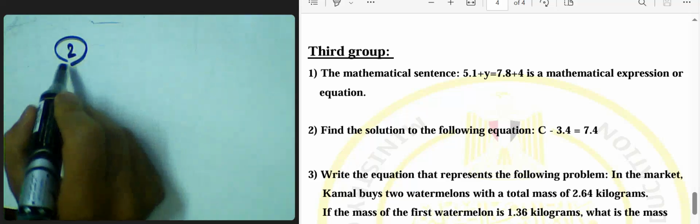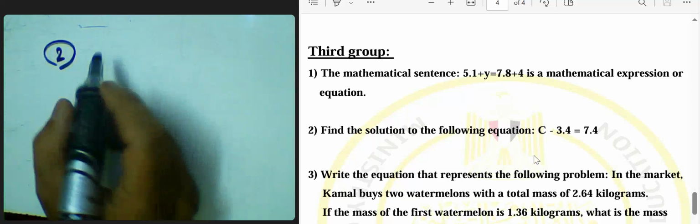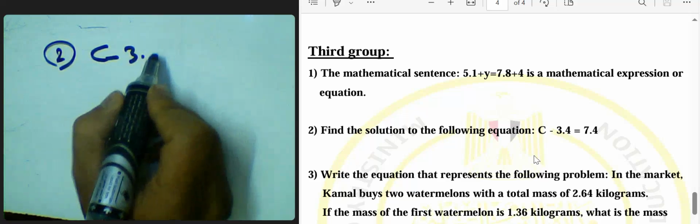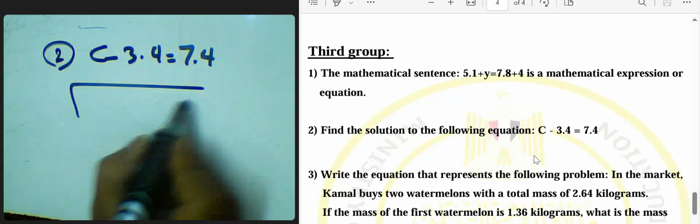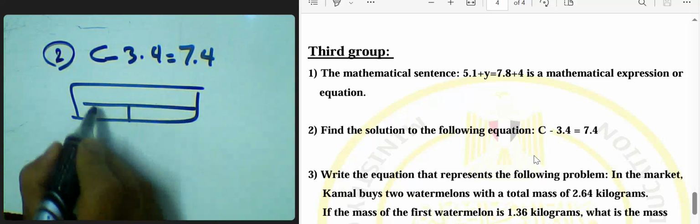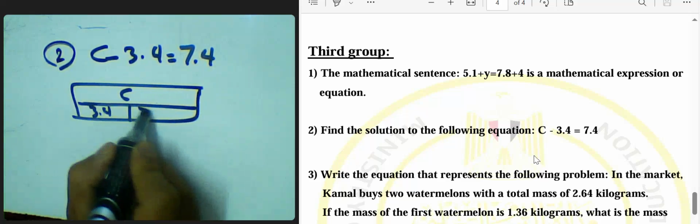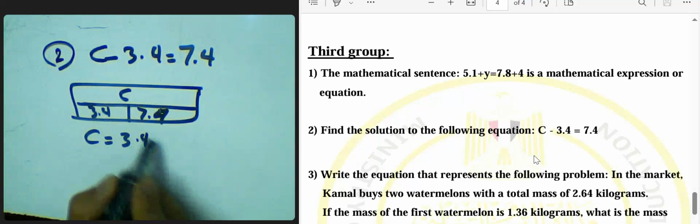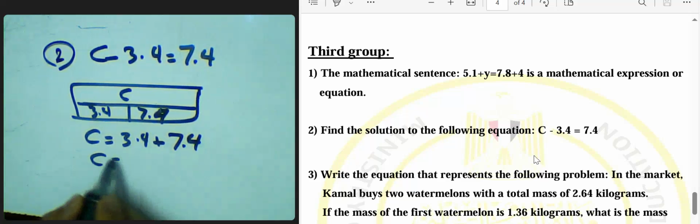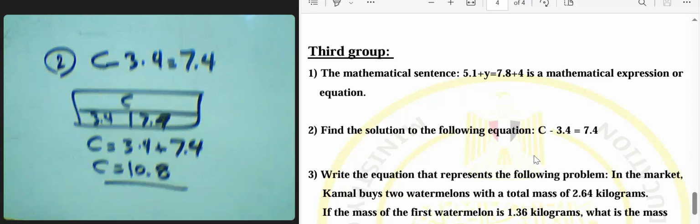The next question, number 2. Find the solution of the following: c subtract by 3.4 equal 7.4. We can find the value of c by using a model, or right here c and 3.4 and 7.4. Then we can add them. 3.4 plus 7.4. 4 plus 4 equal 8 and 3 plus 7 equal 10. Then the result will be 10.8.